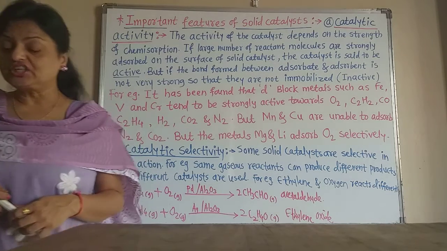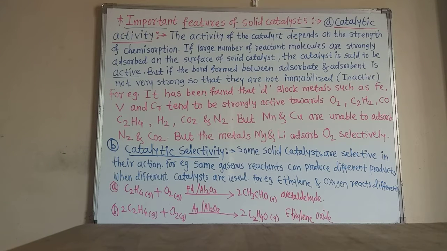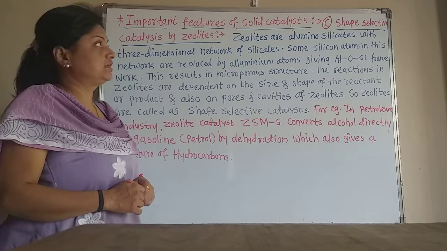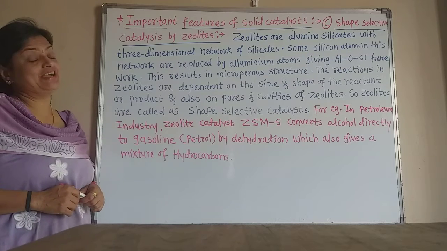Now let us learn the third feature, the shape selective catalysis by zeolites. Let us see the third important feature of this solid catalyst, and that is the shape selective catalysis by zeolites.